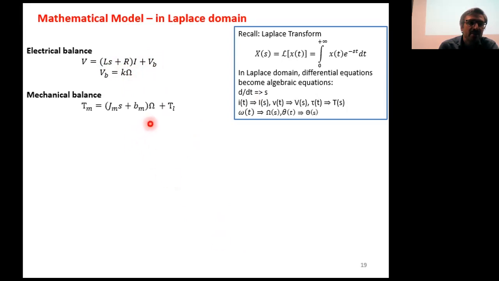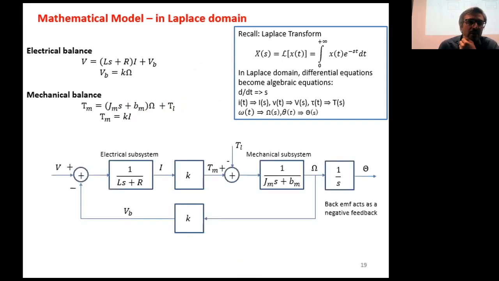From the mechanical balance, we can do the same. We have omega dot, which is represented as S times omega, and the omega itself on the friction can be collected this way, and we have a load torque. Then we have the Lorentz law that maps current into torque.